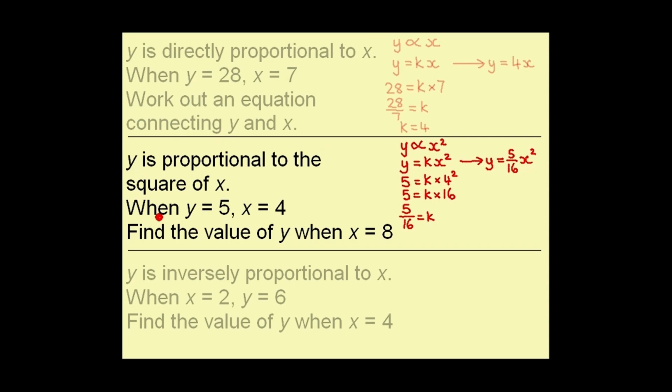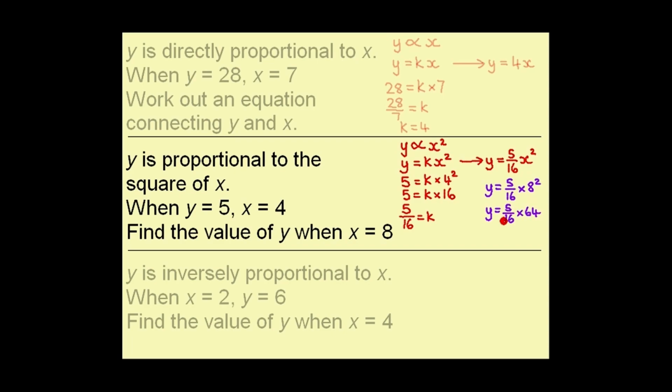But if you look at the question, you'll notice that although in this first one it asked me for that equation, in this second one it actually doesn't. I still have to work it out though, because I'm being asked to find the value of y when x equals 8, and I'm going to have to use this equation to help me do this part. So to find the value of y when x equals 8, I'm going to substitute 8 for x in this equation. So y equals 5/16 times by 8 squared. So y is 5/16 times 64.